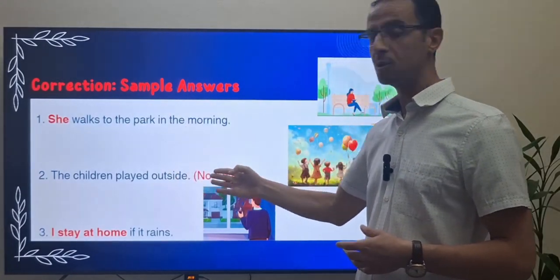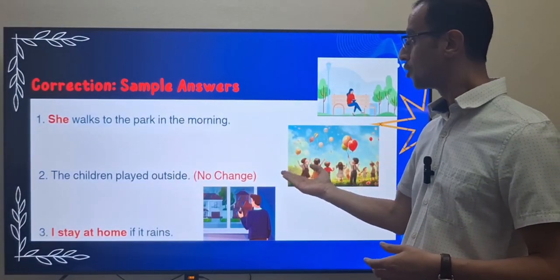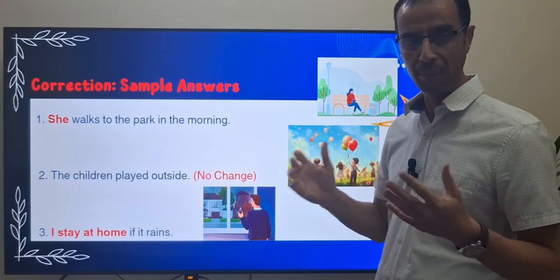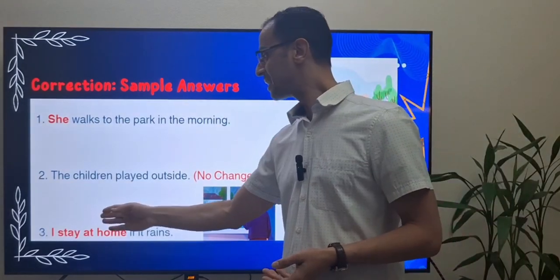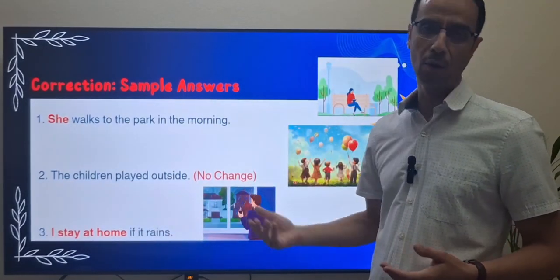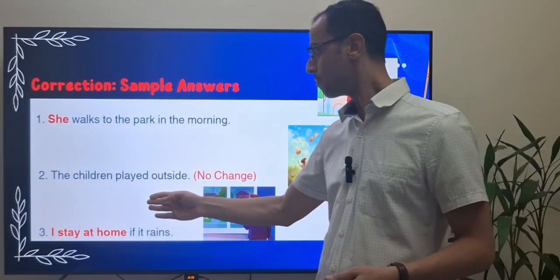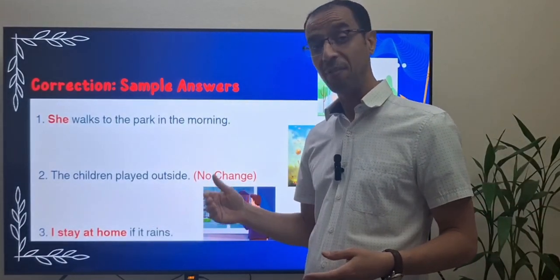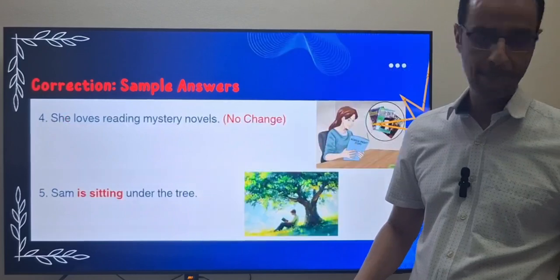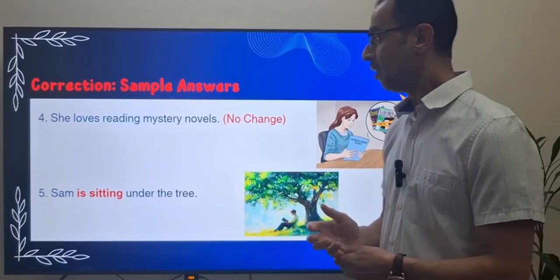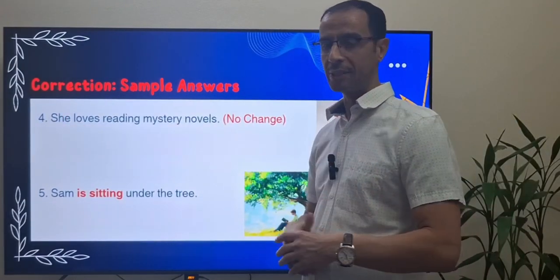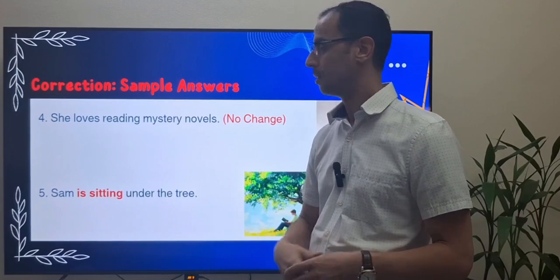The children played outside. No change. So that's a complete thought, a complete sentence as well. I stay at home if it rains. Now it is a complete thought. Okay? I stay at home if it rains. She loves reading mystery novels. This is a correct sentence. No change.